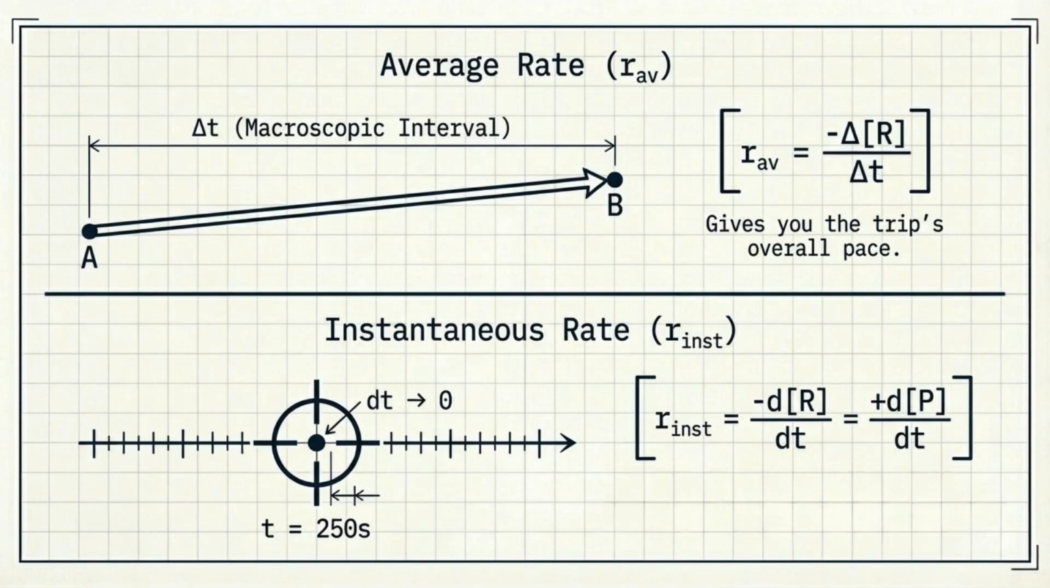There are two common ways to describe rate. Average rate is the overall change over a macroscopic interval, so it gives the trip's overall pace. Instantaneous rate is the rate at a specific moment, found as the limit where delta T approaches 0. Mathematically, it is written as R instant equals minus dR by dt equals plus dP by dt. This distinction matters because averages smooth out details, while instantaneous rate captures the exact point behavior.